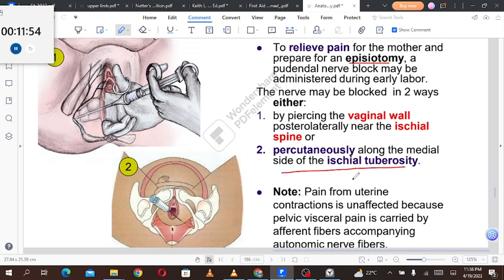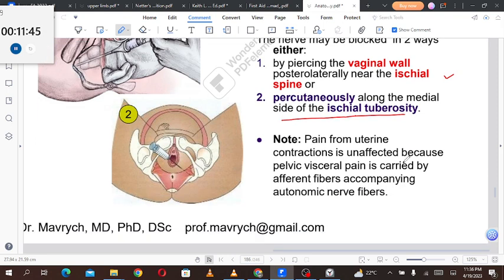Okay, we have to reach the ischial tuberosity somehow, either by piercing the vaginal wall posterolaterally near the ischial spine, or percutaneously along the medial side of the ischial tuberosity. Note: pain from the uterine contraction is unaffected because pelvic visceral pain is carried by the afferent fibers accompanied by the autonomic nerve. So pain of the uterine contraction will be unaffected. So the pain from the, I guess, vaginal orifice, or if there is some incision, will be affected. So why do we do the pudendal nerve block then?